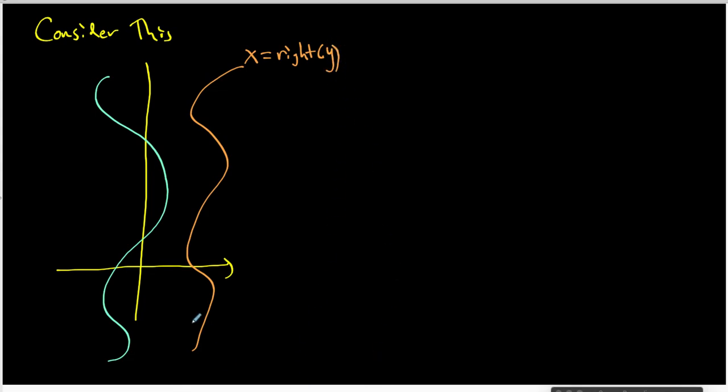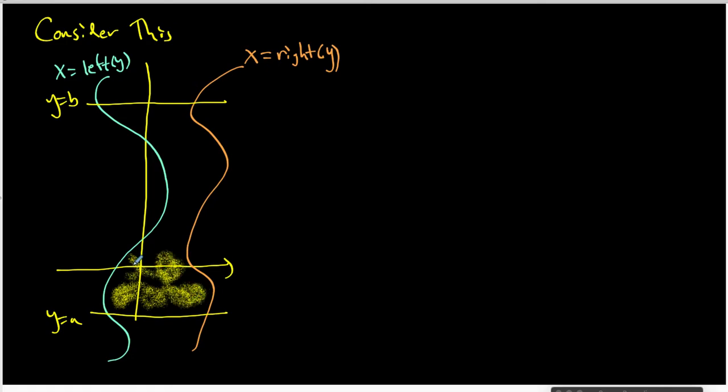And this other function is on the left, so we're going to call it x is equal to left of y. And as before, we're going to have a starting value, y is equal to a, and an ending value up here, y is equal to b. I want to find this chunk of area, the area between left and right, over the interval as y goes from a to b. So I want to find that yellow area.